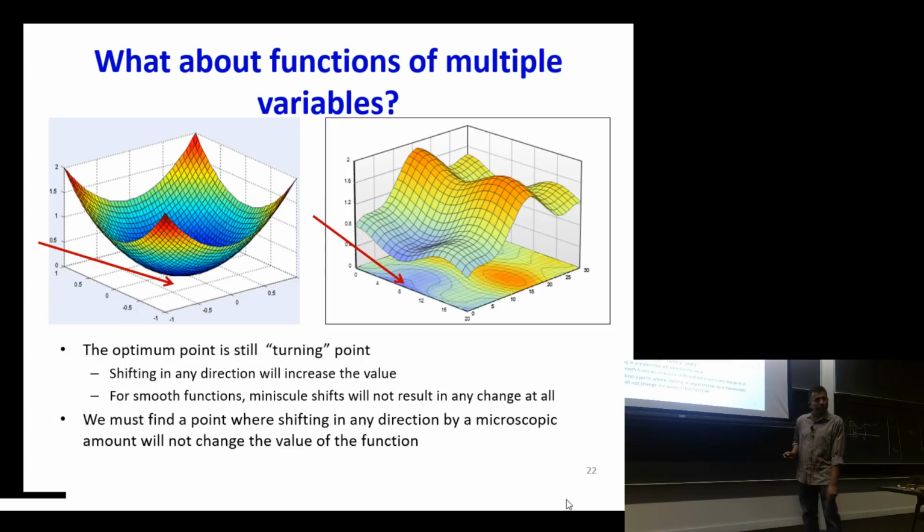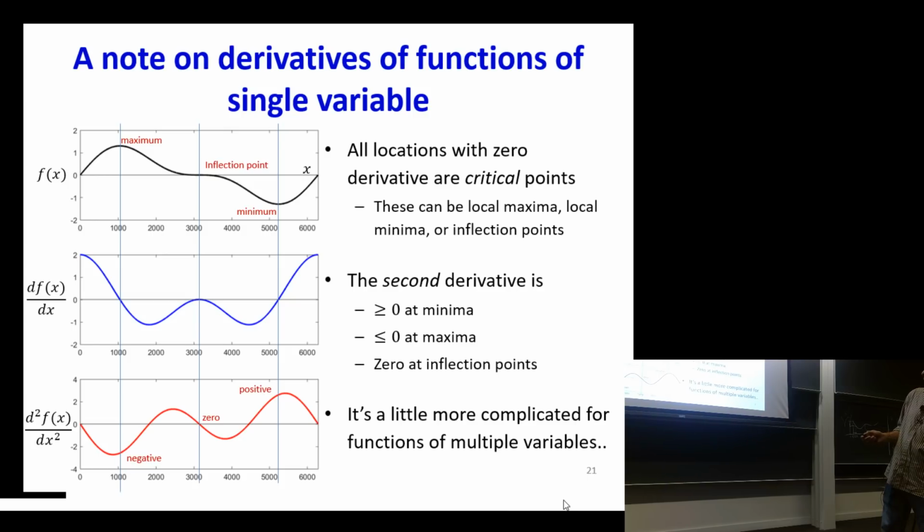But in the previous slide, the slide says greater than or equal to 0 at minima, less than or equal to 0 at maxima, and 0 at inflection point. So it could be possible that it is 0 and it is a maximum. Yes, if it flattens out.